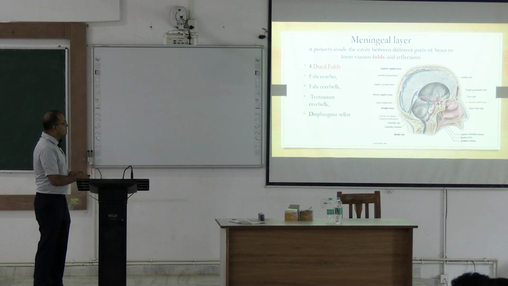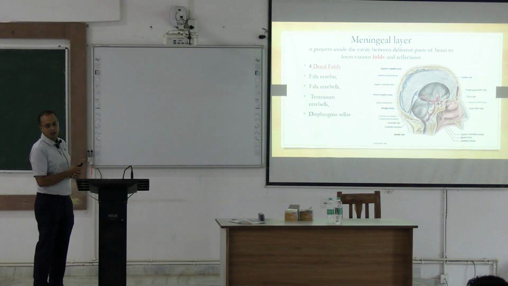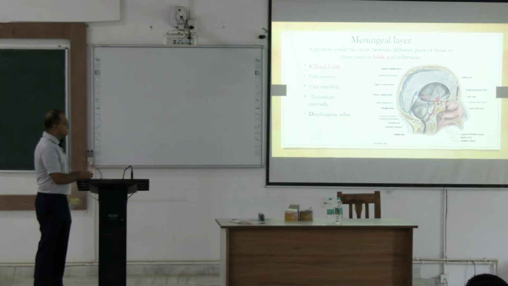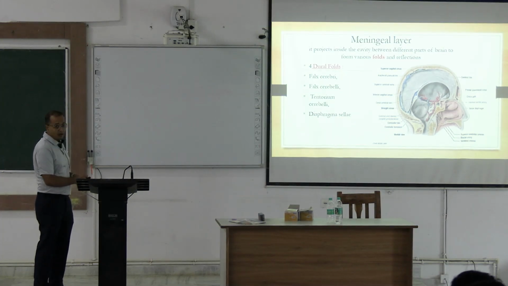The next one we call the Falx cerebelli. It is present in this region, from here to here, between the cerebellum. We call it the Falx cerebelli, which is again present in the midline between this part and the cerebellum. So we have Falx cerebri and Falx cerebelli.